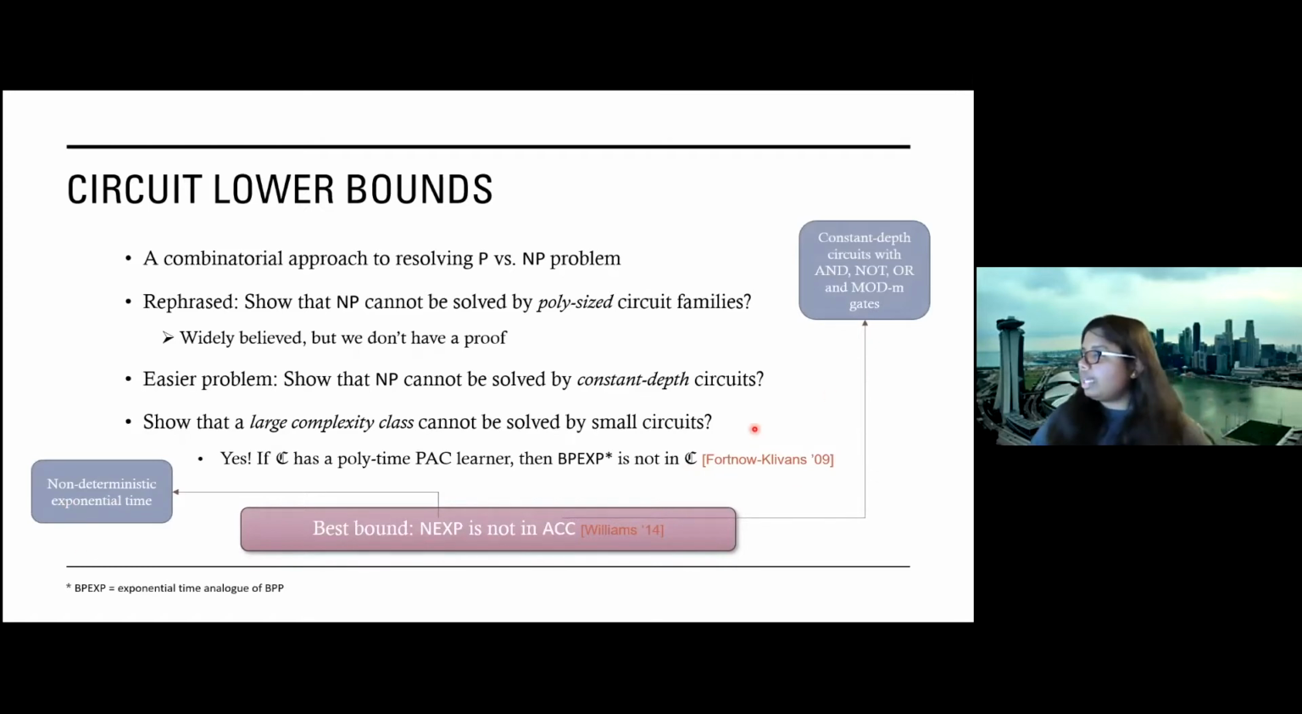And ACC refers to a circuit class, which are constant depth circuits, and they have AND, NOT, OR, and MOD m gates for any m of your choice. So this is the best that we can do.